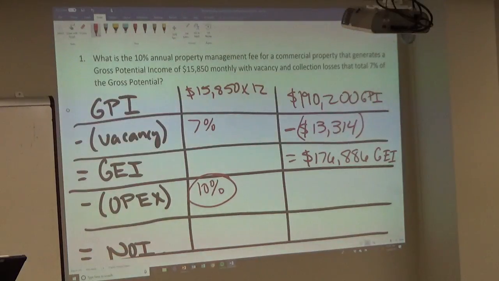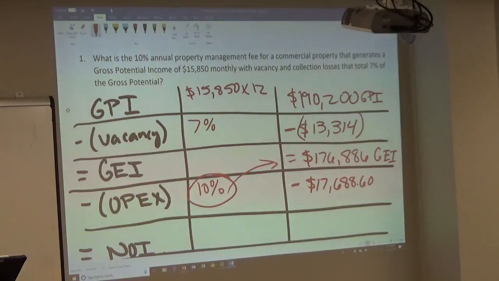Now, we know that the property management fee is 10% of the gross effective income, because it's always based on the gross effective income. So 10% of this number right here is going to give us our property management fee. And so that would be an operating expense. So that would be minus on this line, $17,688.60 would be our property management fee.